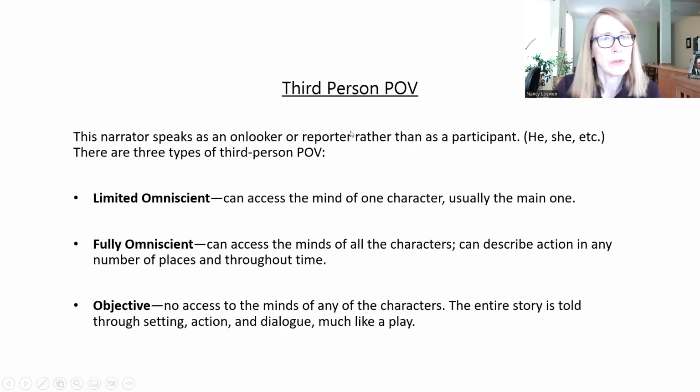Third person point of view: this narrator speaks as an onlooker or reporter rather than as a participant. He, she are the pronouns that you would use there, but you can't really have third person point of view just on its own. You have to have either third person limited omniscient, third person fully omniscient, or third person objective. With limited omniscient, that narrator can access the mind of one character, usually the main one.